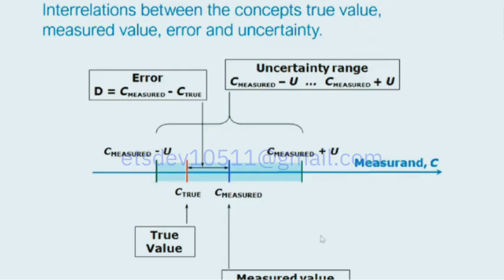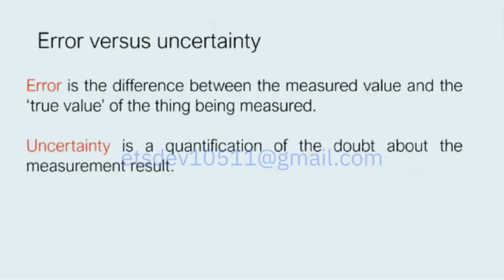That means the value that you're reporting lies anywhere between this line and this line. See, the error is the difference between the measured value and the true value, so it could either be positive or negative. So this is the relationship between the measured value, error, and uncertainty. Error is the difference between the measured value and the true value, and uncertainty is the quantification of the doubt about the measurement result.